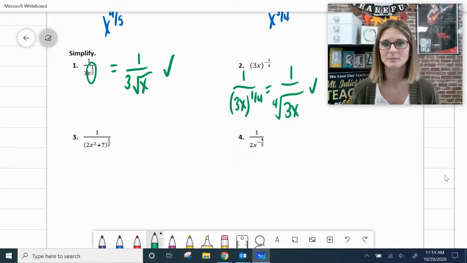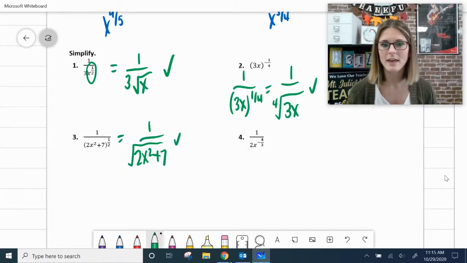Done. Number 3, 1 over all of this, 2x squared plus 7 to the 1/2. Let's fix it. It's not a negative exponent, so let's just change our fraction to a radical. 1 over, all of that is in the radical. The denominator is 2. There's an understood 2 right there. I don't have to write it. Square root of 2x squared plus 7. Done.